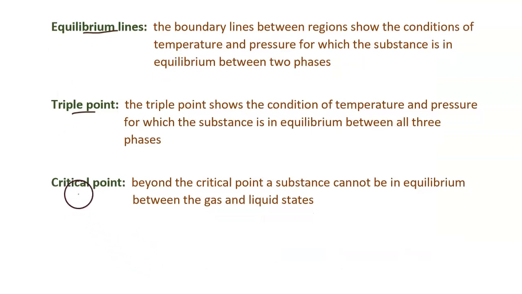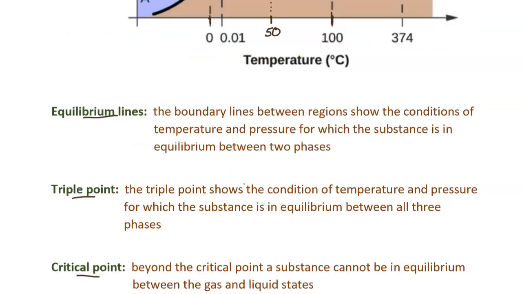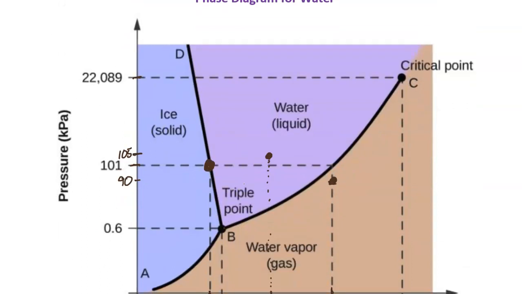Another vocabulary word is critical point. Beyond the critical point, a substance cannot be in equilibrium between the gas and liquid states. Let's take a look at our diagram for water. Do you see where there is a critical point? It's point C. It's the end point of this dark boundary line. The line doesn't extend upwards forever. It actually stops at that dot.